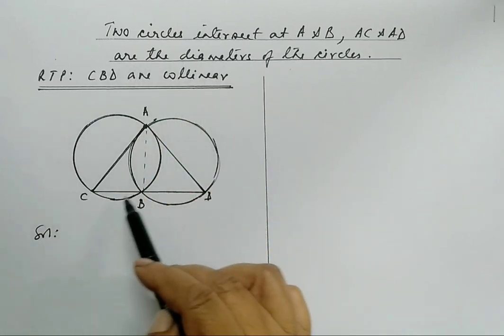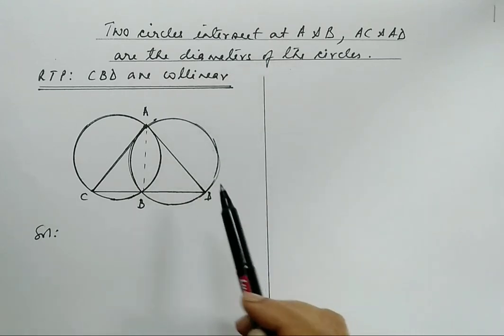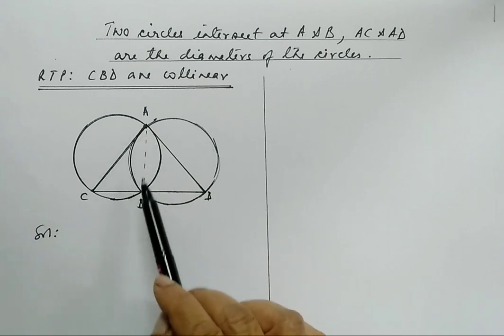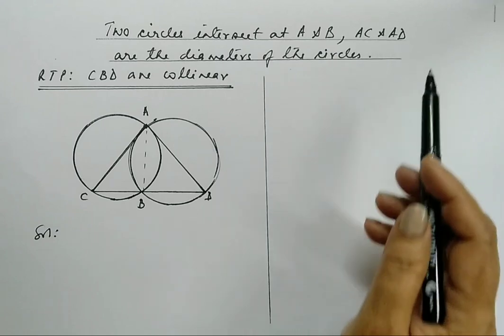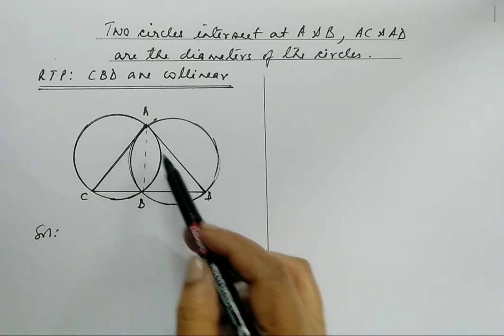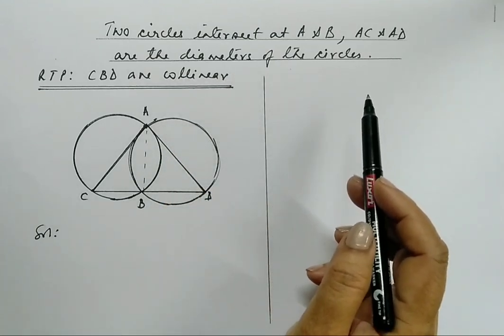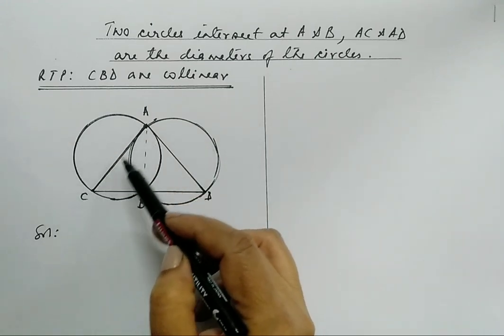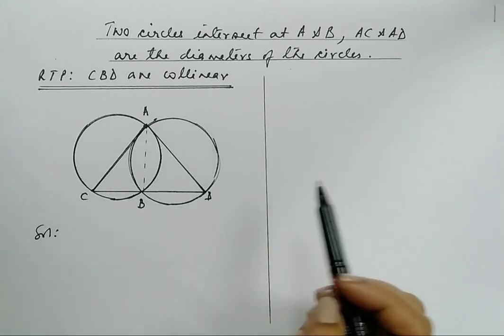So two circles, this is circle 1, this is circle 2, intersect at 2 points A and B. A is here, B is here. The two circles, as is apparent, intersect at these 2 points, right? Now something more they have given, AC and AD. They're talking about AC and AD being diameters of the circles, respectively. So for circle 1, AC is the diameter. For circle 2, AD is the diameter, right?